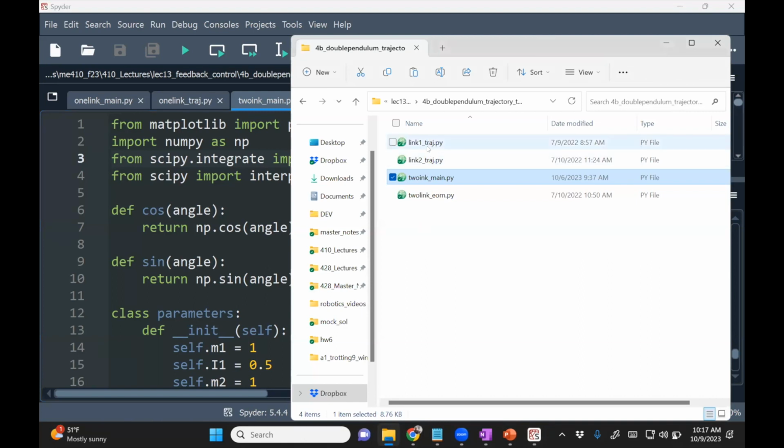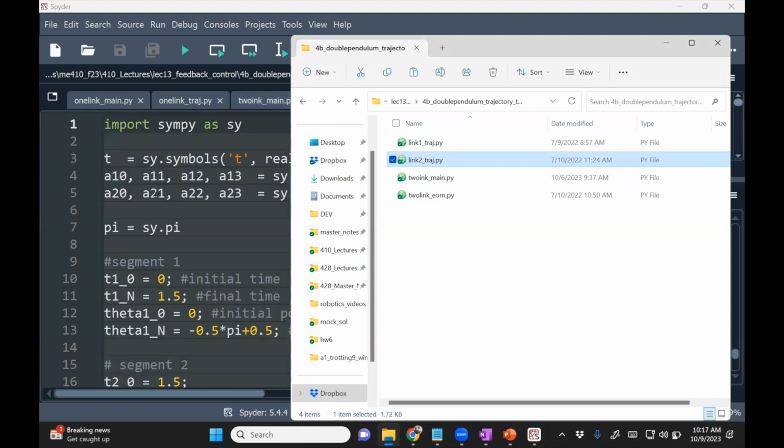So this part of the code has quite a few things. Two-link EOM generates the equations of motion for you. They're very complex. It's difficult to generate by hand. That's why I have it there. This is the same file which was probably generated for the two-link manipulator we derived some time back, just that the axes are different. Now the legs point down in the 0 configuration. Link 1 traj and link 2 traj are the files which generate the trajectory.